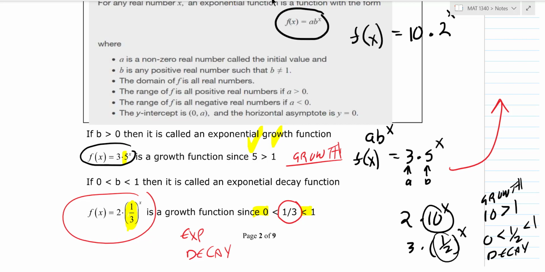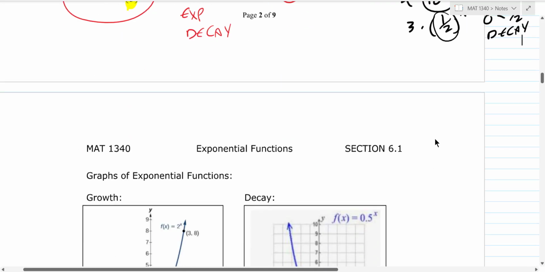Okay? Everybody got that? What's happening is you're taking a big number to a power. A big number to a power makes things get bigger, like 10 to the first, 10 to the second, 10 to the third is going to get bigger and bigger and bigger. But if you take a fraction to a power, they get smaller and smaller and smaller. That's what happens.